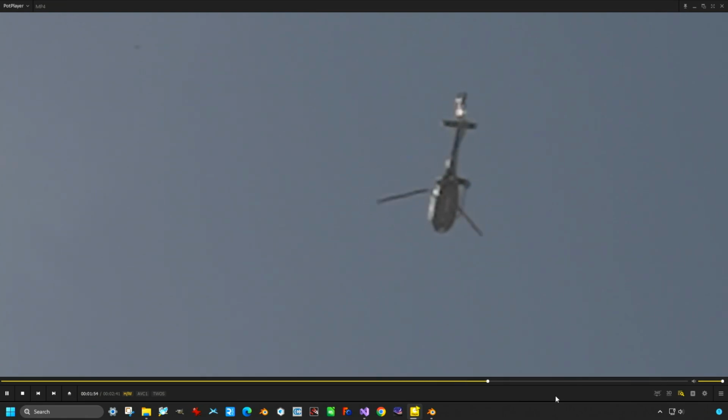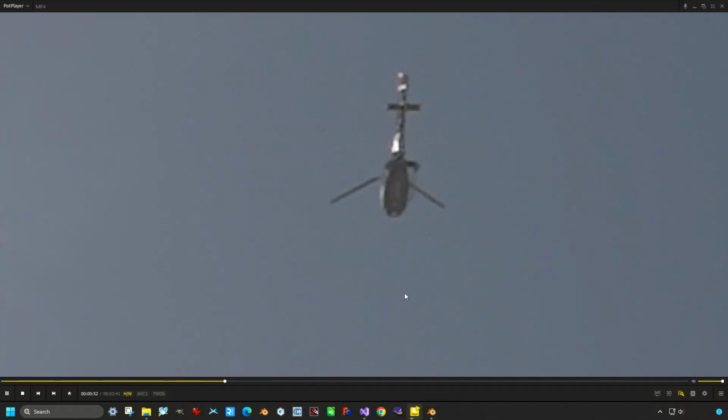I'm going to go back to its native speed. Watch carefully. Almost as if it's meandering around. Yeah. And checking out the helicopter almost. It sure looks that way, doesn't it?